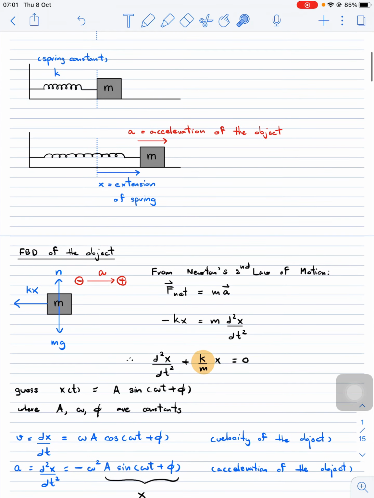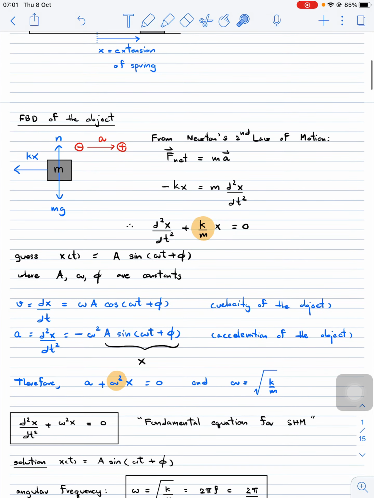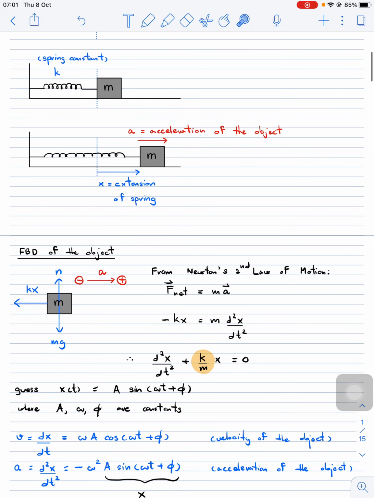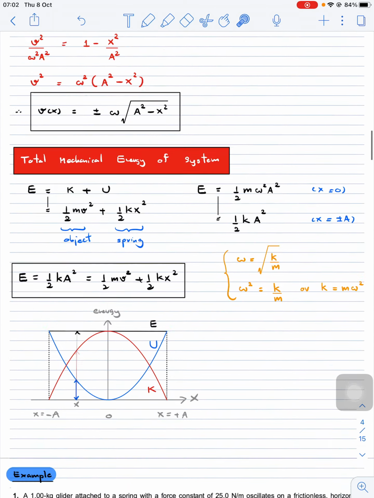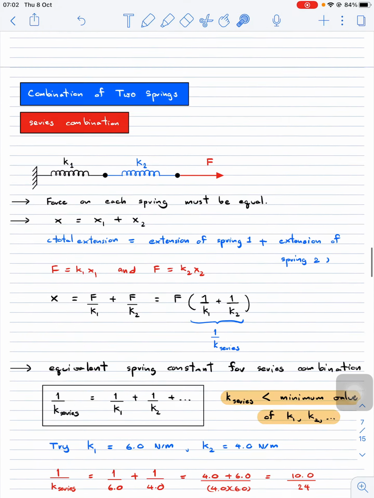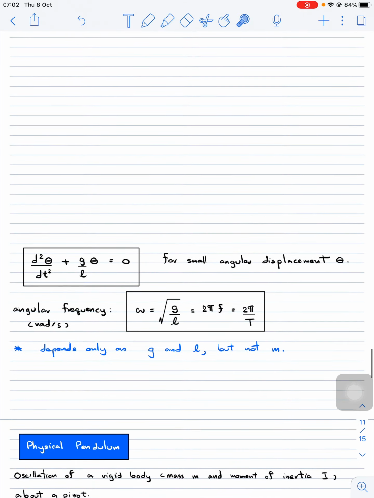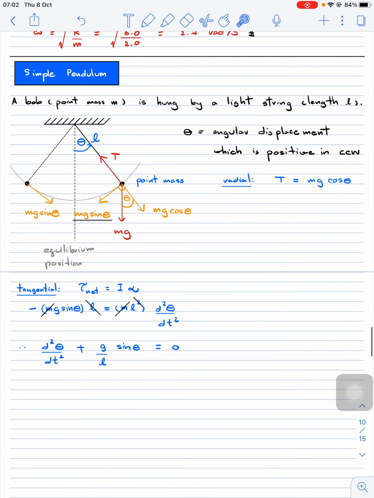From this picture, if we draw the free body diagram of this block, you can see that the kx tries to pull the block m towards the equilibrium position of the spring. So it's just the same as the mg sine theta here.